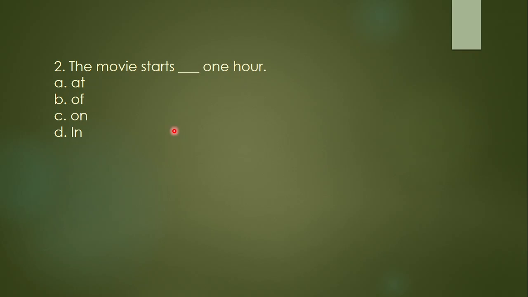Second question here, the movie starts dash 1 hour. It is a preposition of time. There are 4 options: at, off, on, in. Yes, the movie starts dash 1 hour. Just remember how many prepositions there are for time and select one. Yes, the answer is in. The movie starts in 1 hour. So before that we have to get inside the theater.